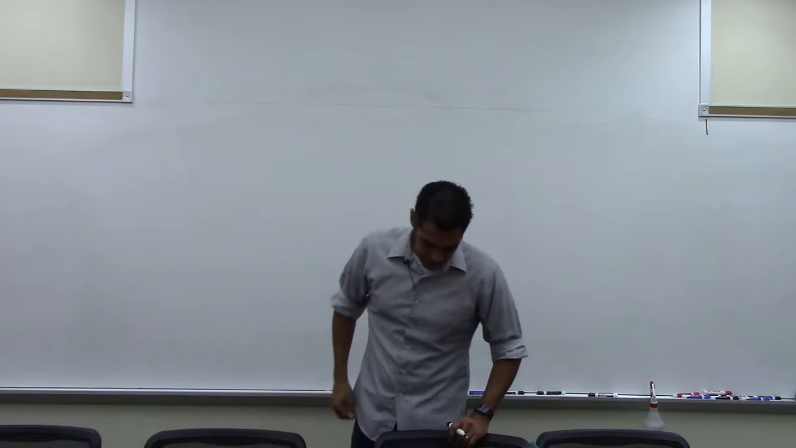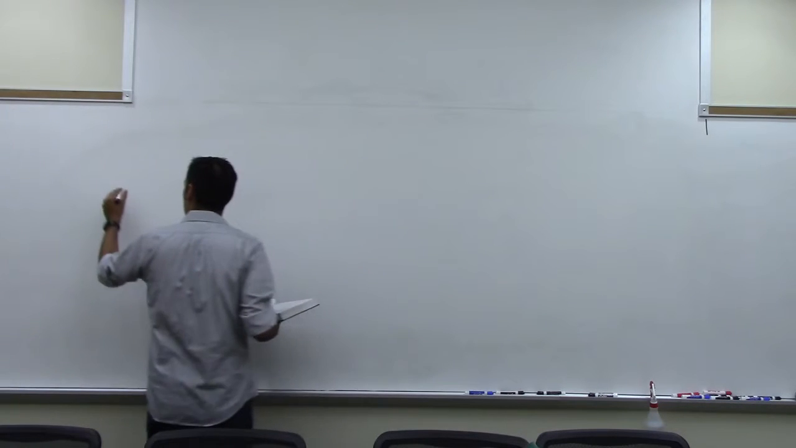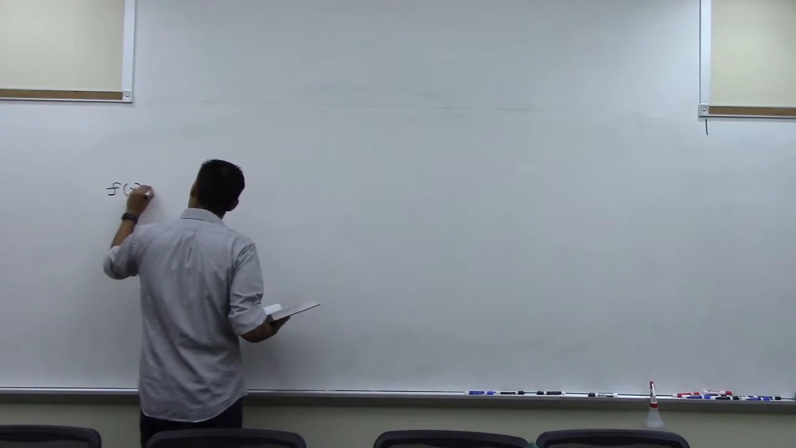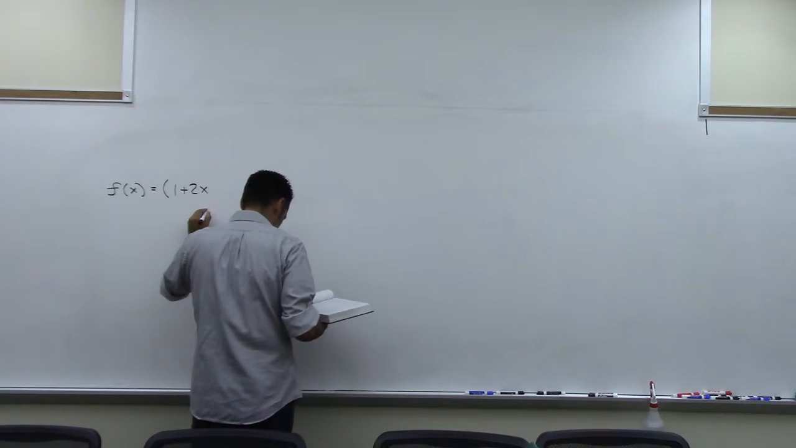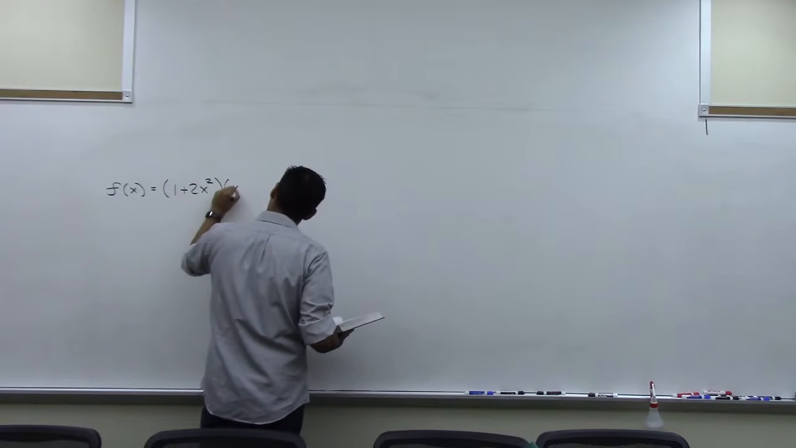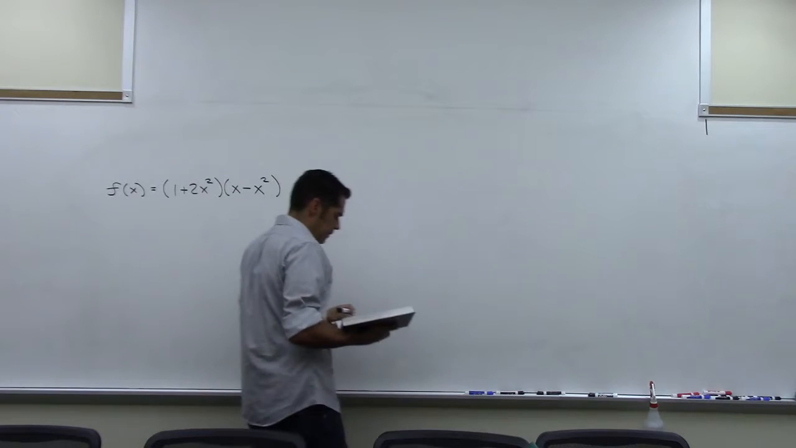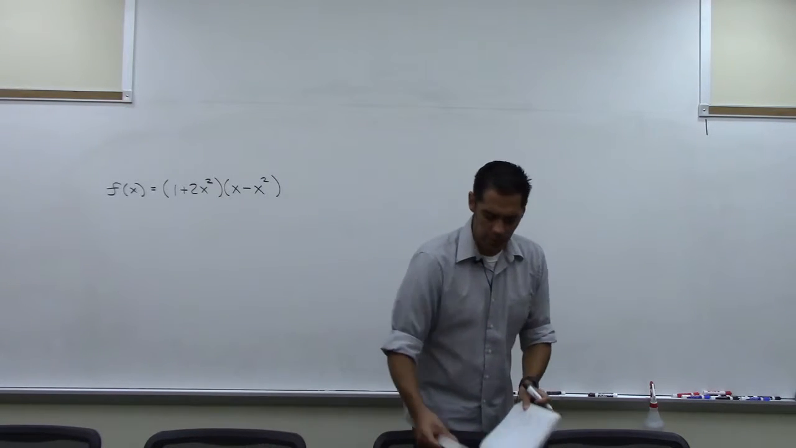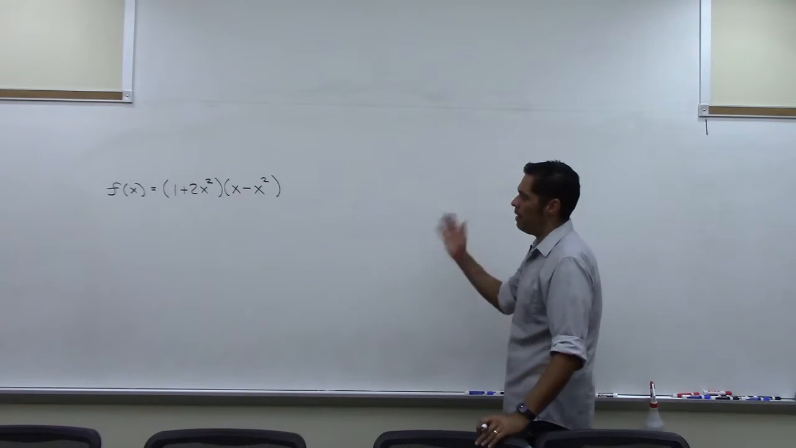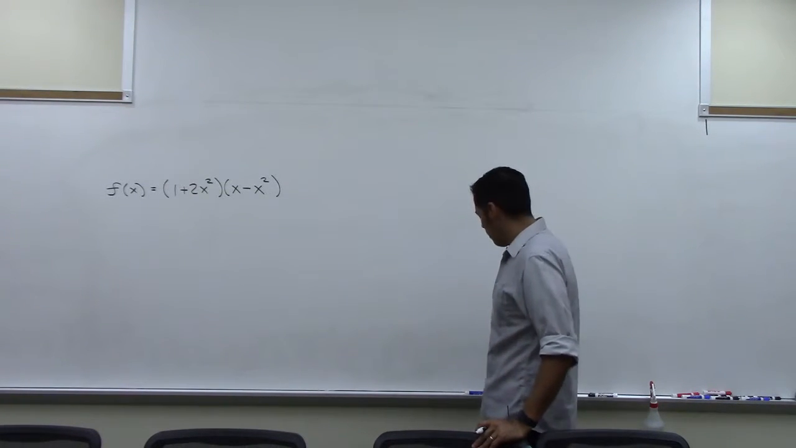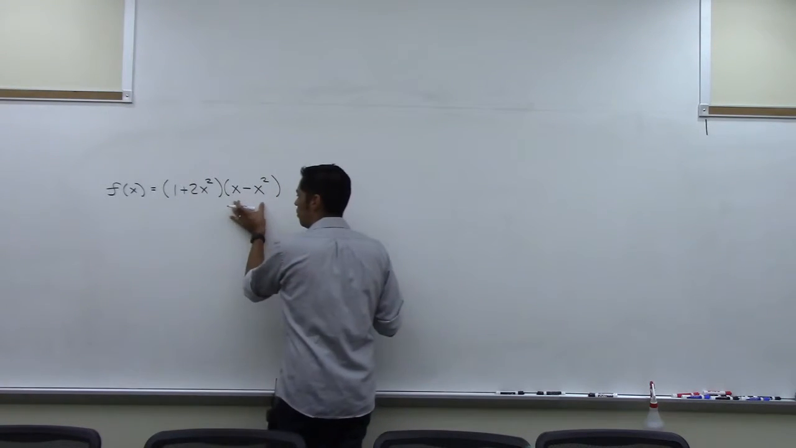All right, so number one, find the derivative of, they give you f of x equals parentheses 1 plus 2x squared times x minus x squared. They say find this doing it two different ways. First of all, the product rule, and then the other way is just to multiply it out and take the derivative. So what I notice first of all is that this function f is the product of two functions.